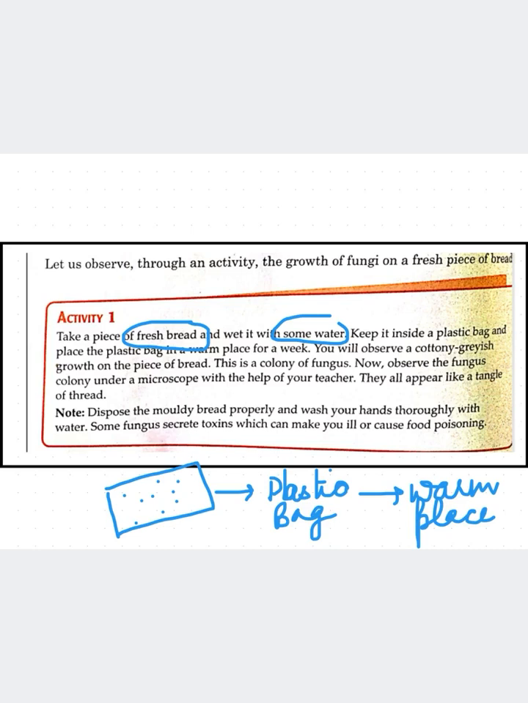Okay, I'm again repeating. Take a piece of bread, आप एक bread का piece लीजिए बेटा. Now sprinkle water over it. आप इसके ऊपर थोड़ा सा water sprinkle कर दीजिए. Now keep this bread in the plastic bag. Keep this plastic bag at a warm place and leave it undisturbed for a week. एक हफ्ते तक आप इसको एक जगह पर रख दीजिए. Now, let's see what you will observe after a week.